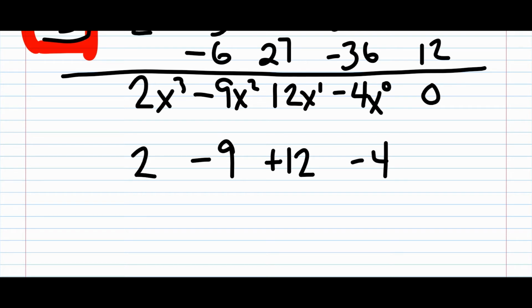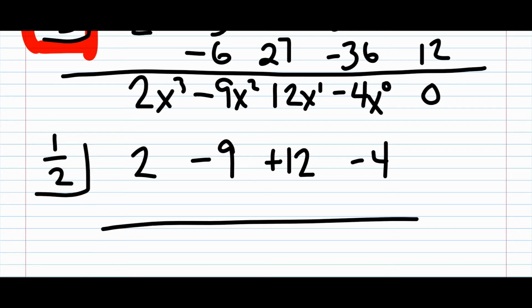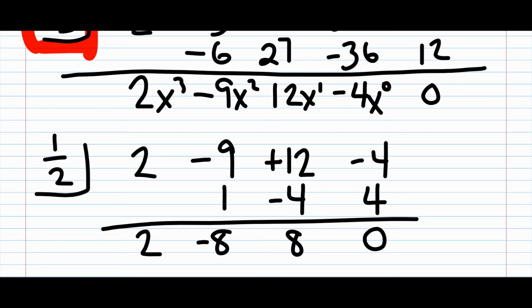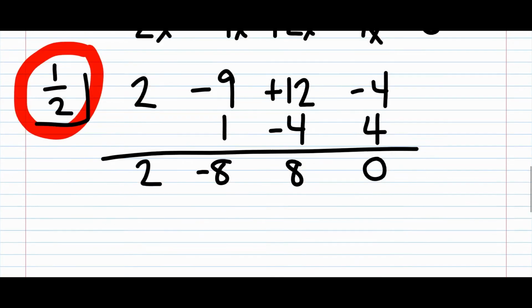And I'm going to use my other 0 here, 1/2. That was the other 0 that I found, or one of the 3. And so then I bring down the 2 here, multiply and add, and then multiply again and add, and then multiply again and add. And again, that remainder of 0 confirms that 1/2 is actually a 0 like I thought.